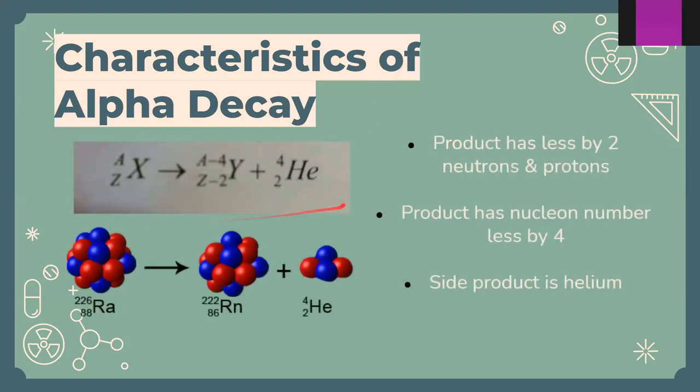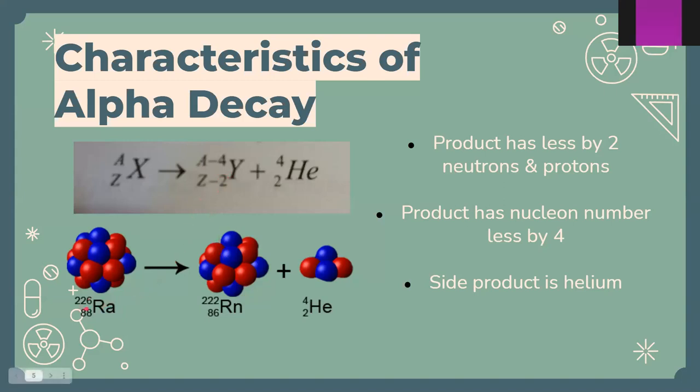So we have this equation over here, which is the alpha decay equation. And this is an example, which is the previous thing you saw just now. So like I mentioned, alpha decay produces this helium-4 nucleus, which is also the alpha particle, and this product over here. And this product has 4 less in nucleon number, and it has less by 2 protons and 2 neutrons. So its proton number as well goes down, and its neutron number goes down by 2.